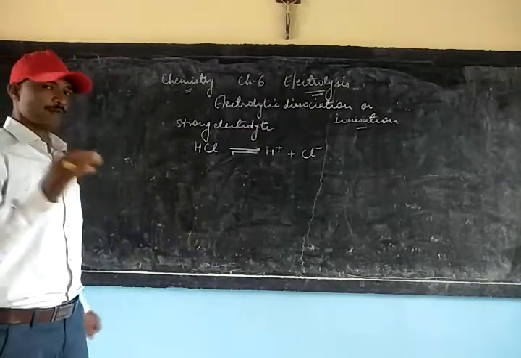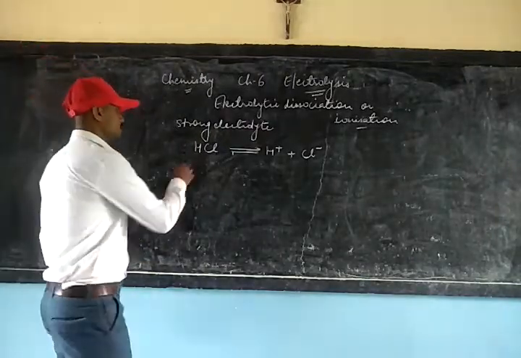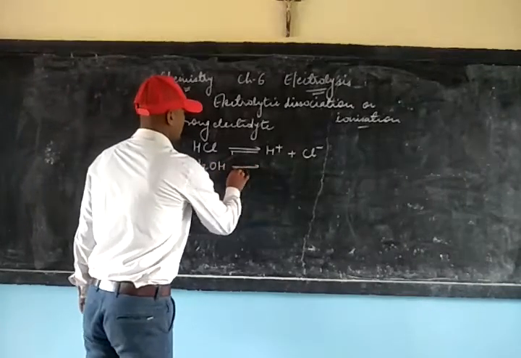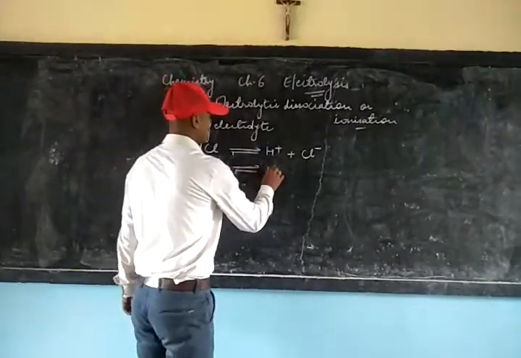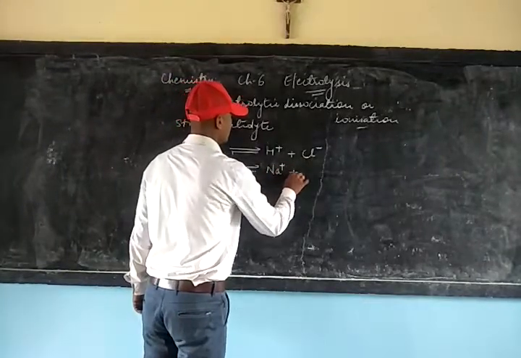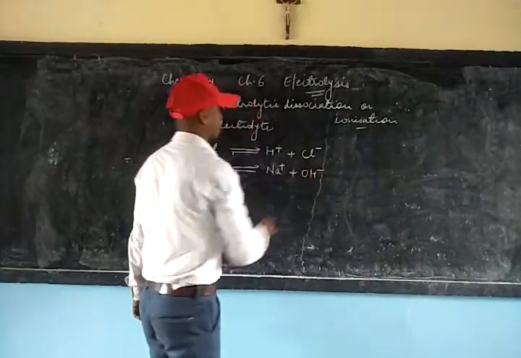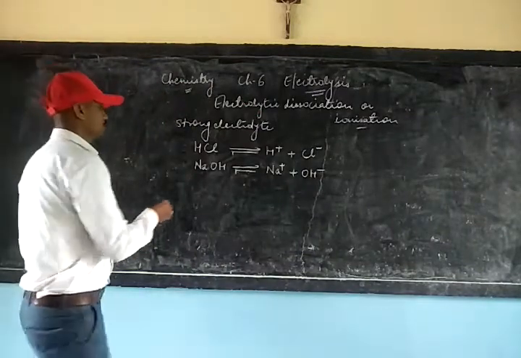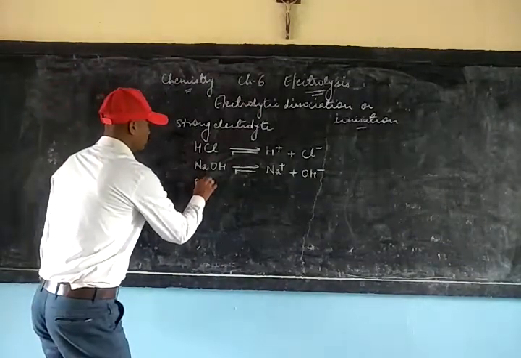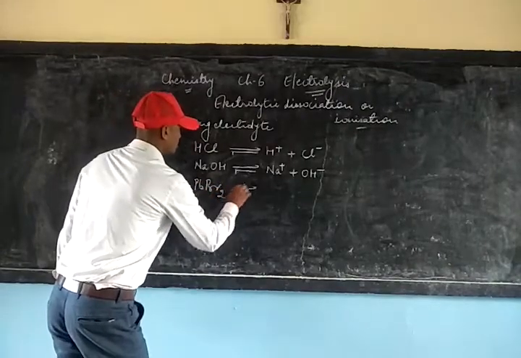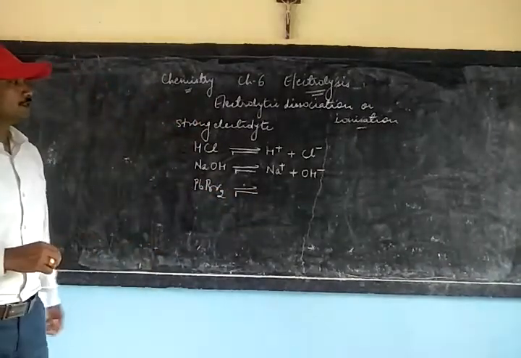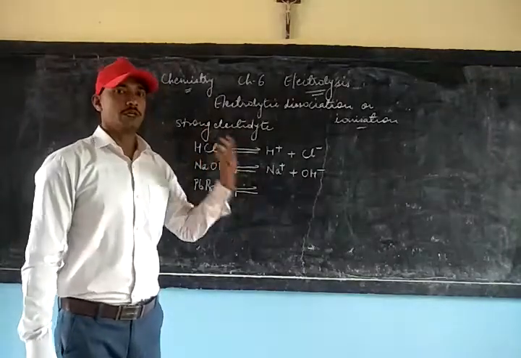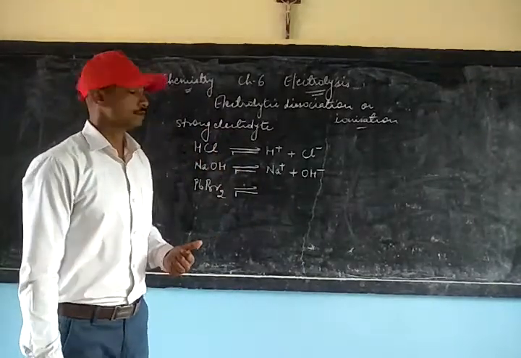Let us take an example of a strong base, NaOH. It ionizes to give Na plus and OH minus. In the same way for a salt like PbBr2. See, this arrow is important to show whenever you show a dissociation process.